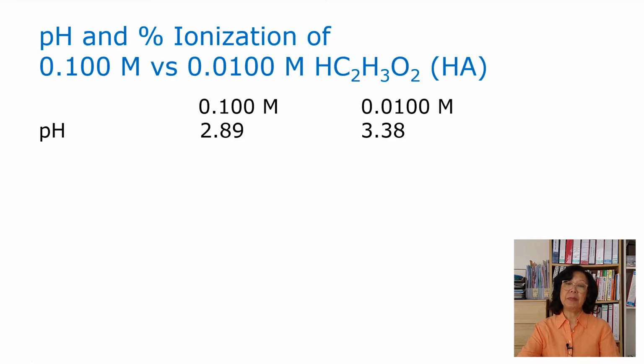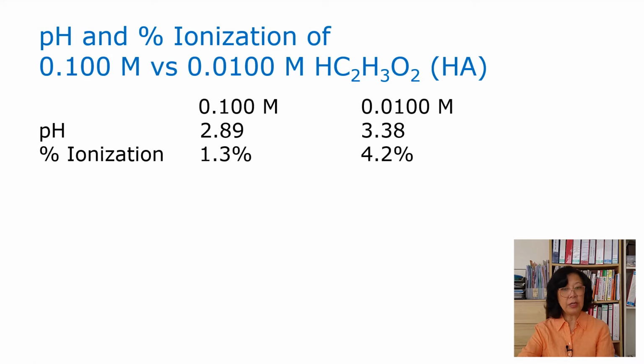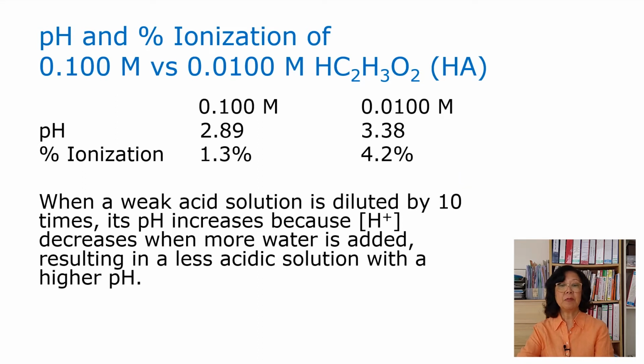Now, let's compare the two acetic acid solutions, 0.1 and 0.01 molar. We find the pH is increasing from 2.89 to 3.38, while the percent ionization is increasing from 1.3 to 4.2%. Let's see if it makes sense. First of all, when the weak acid is diluted by 10 times, the pH will increase because the hydrogen ion concentration decreases when more water is added, resulting in a less acidic solution, therefore a higher pH.